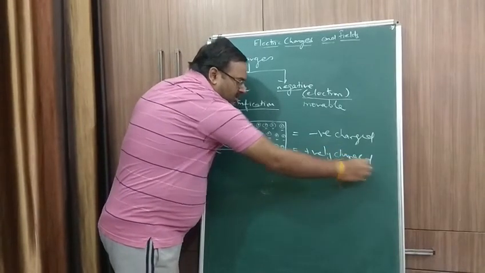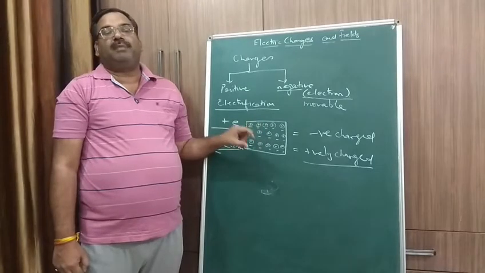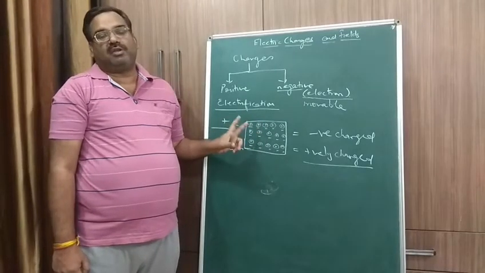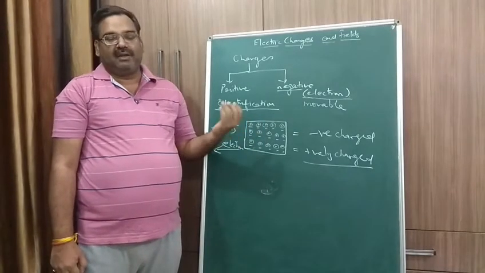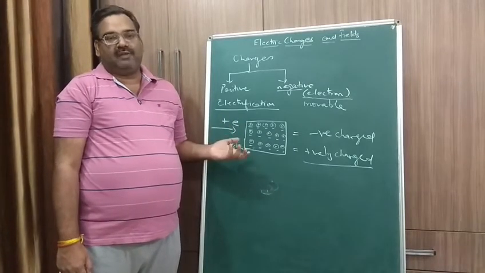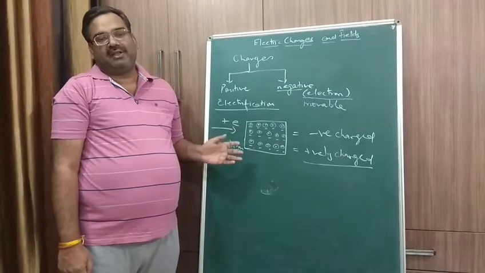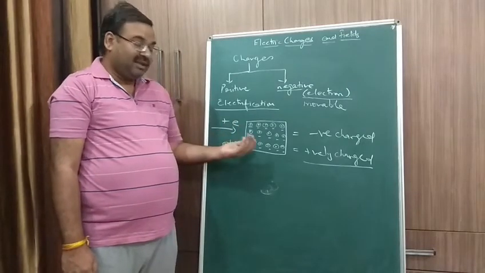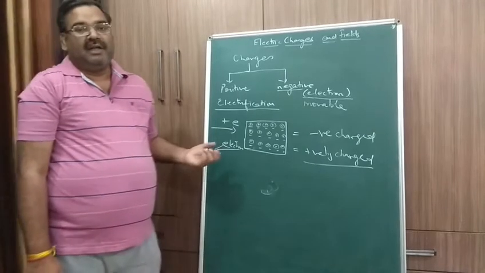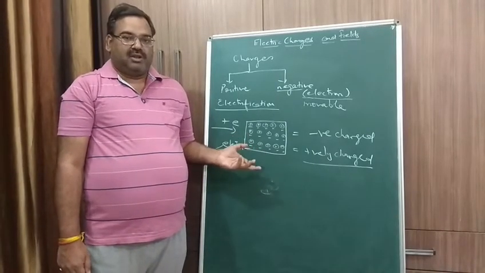So, any object acquiring charge depends only upon two processes: either the addition of electrons or the deficiency of electrons. If electrons are added to an object, it becomes negatively charged. If electrons are taken away or withdrawn from an object, it becomes positively charged.